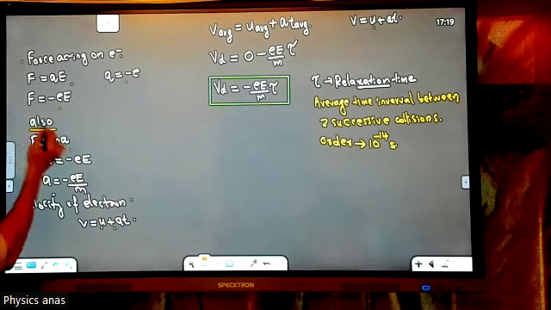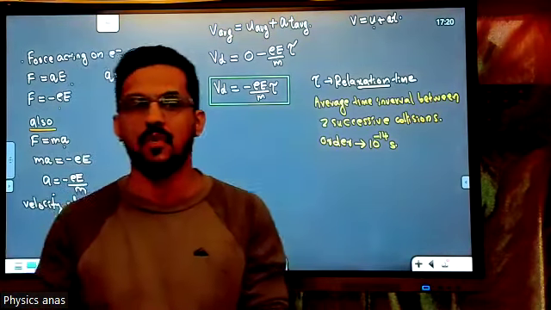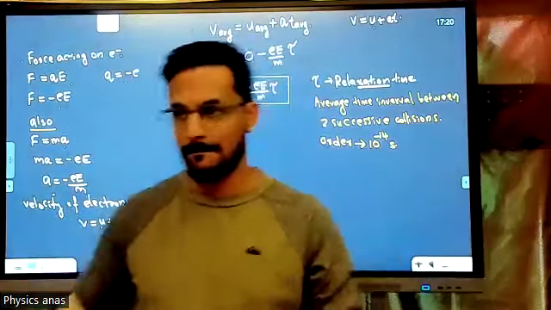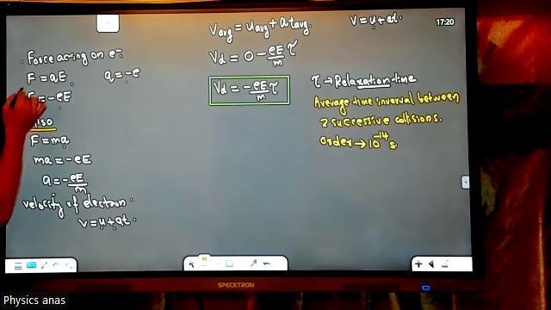Then also we have another equation for F. What is the next equation for F? That's F equals ma. Now we have two equations, and both of these are equations of force, so you can equate them. Then ma will be minus eE. ma is equal to minus eE. Q is charge, right? This is the equation for force.